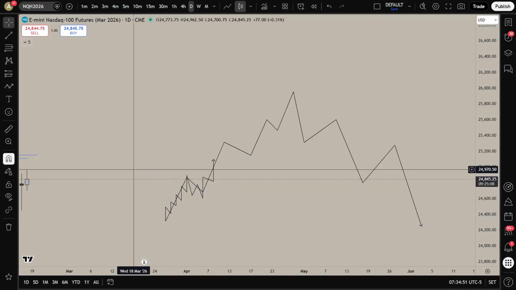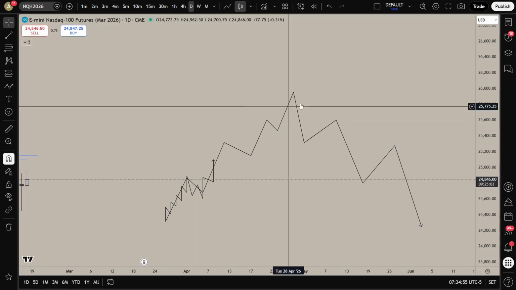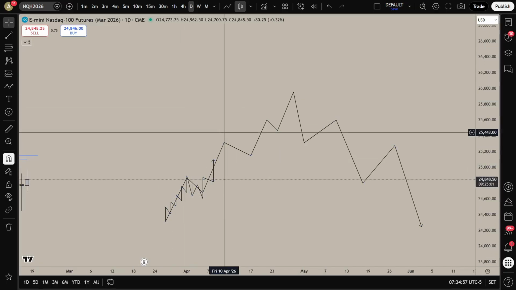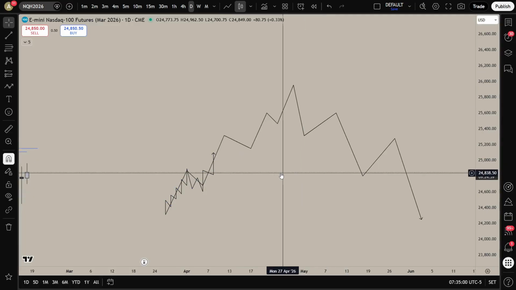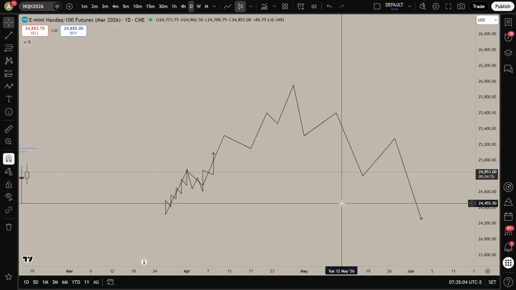This is the fractality of time. ICT says that every move, every wave that you see, even the short ones here, even the longer ones here, all are a form of market maker buy model or sell model, right?